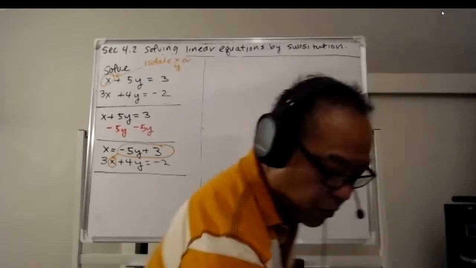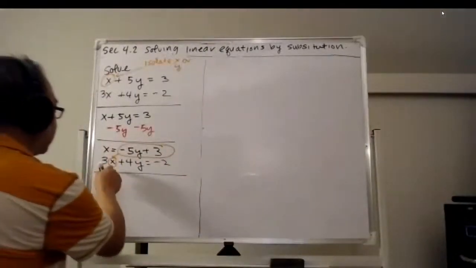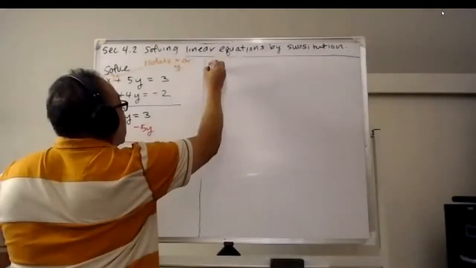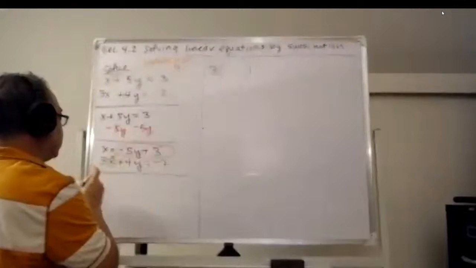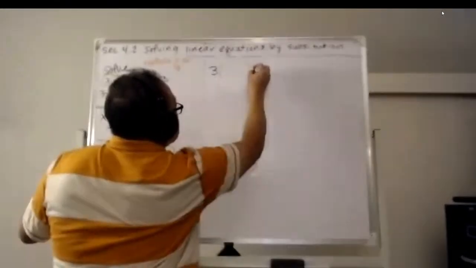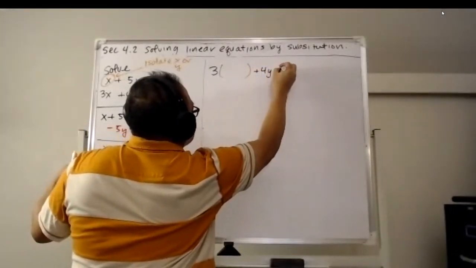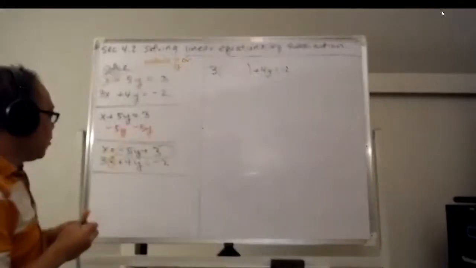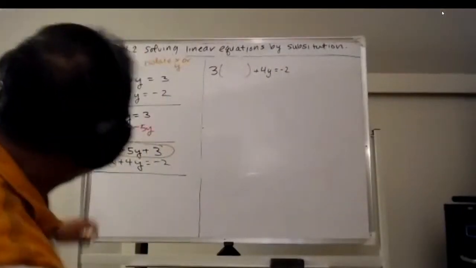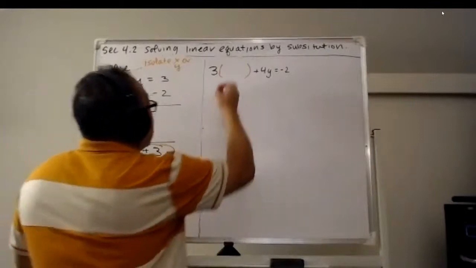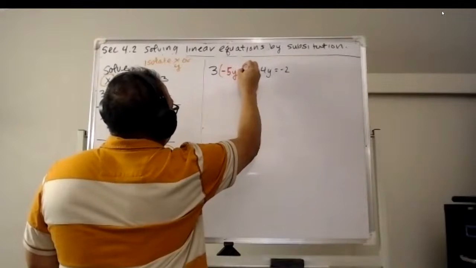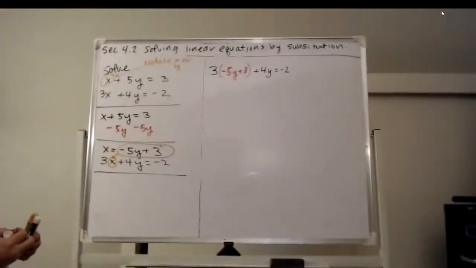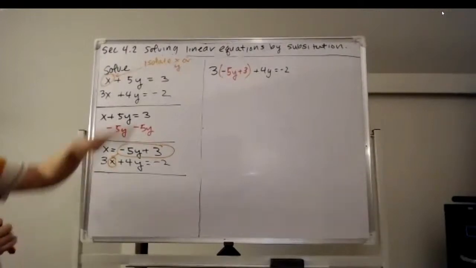Okay. So anywhere there's an x, we're going to put in a parentheses. Okay. And what goes in that parentheses is all of this. Okay. Now go ahead and solve for y.